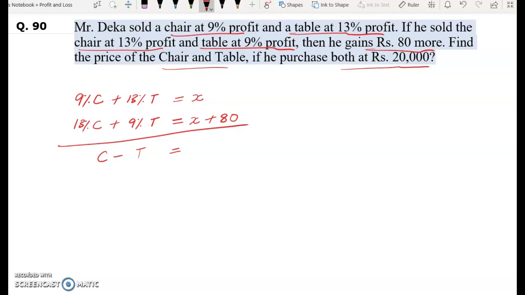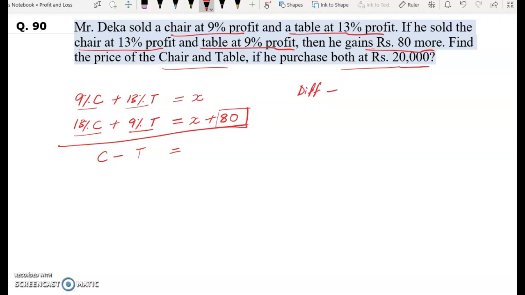This will be how much? Because in this question we have 9% and 13% and this is interchanged in the second condition. So here we have 13% of C and 9% of T and he gets rupees 80 more. So we can directly find the value of C minus T, which we have learned in our previous question number 89. So we will find the difference of profit.